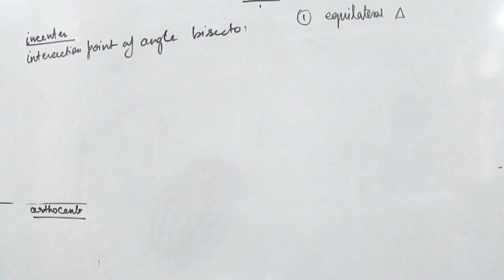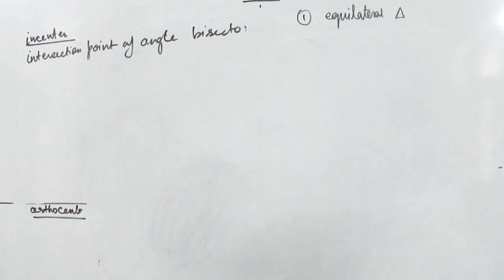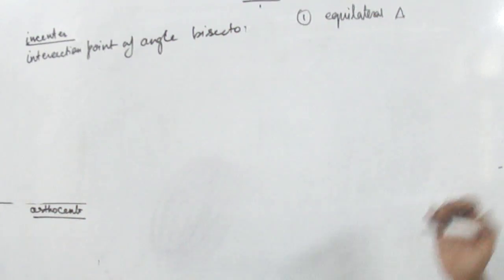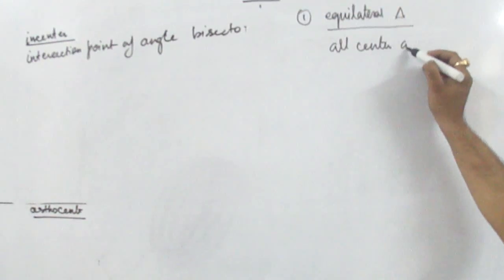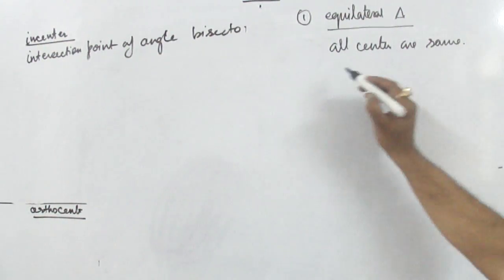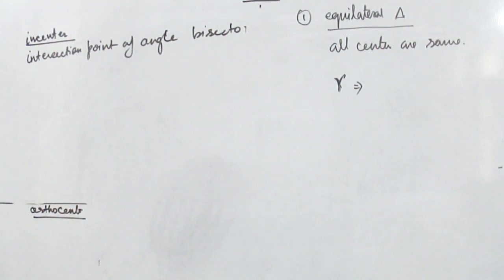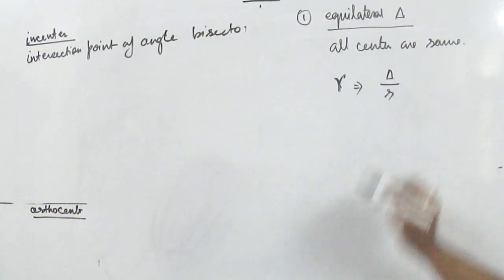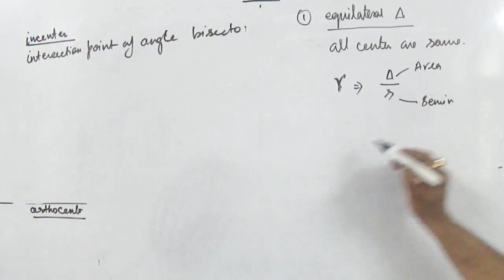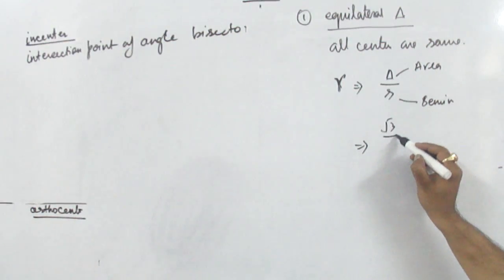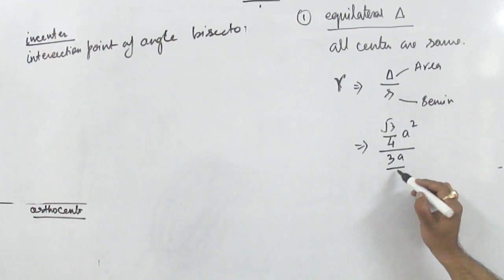Means in case of equilateral triangle, angle bisector is same as median, is same as perpendicular, and is same as perpendicular bisector. So in case of equilateral, all centers are same. And inradius of equilateral triangle is given by delta upon S, right, where delta is area and S is semi-perimeter. Or we can calculate the value of area of equilateral triangle with side A is root 3 by 4 A square and S is 3A by 2.